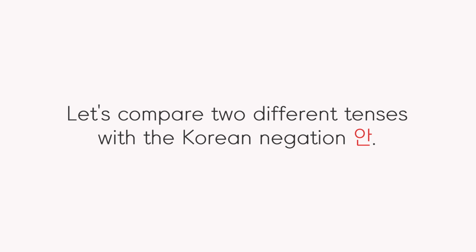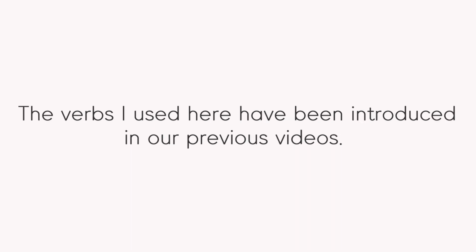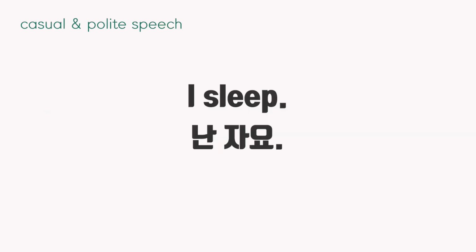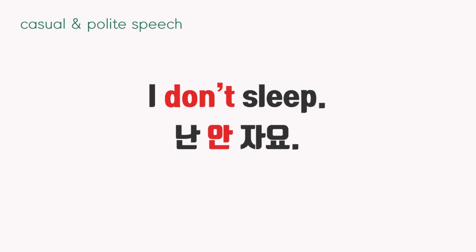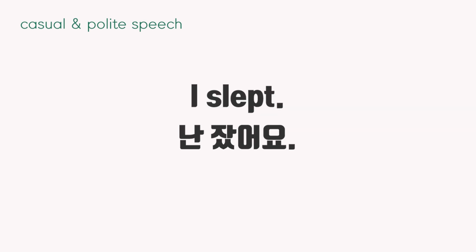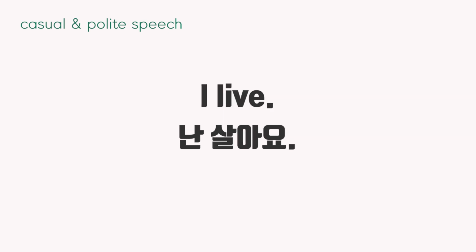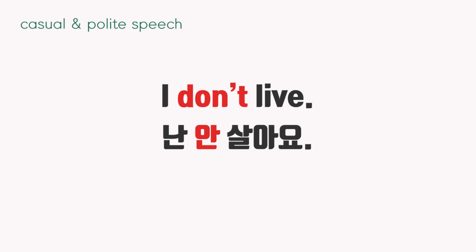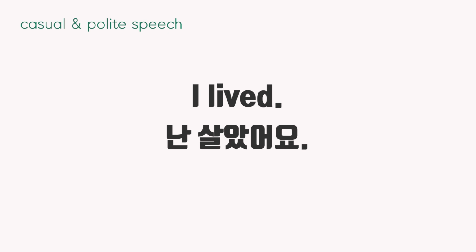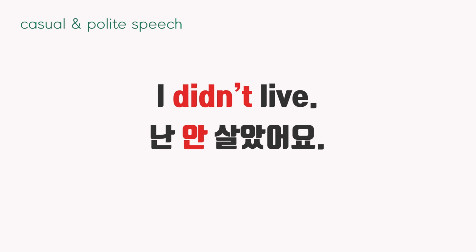Let's compare two different tenses with the Korean negation 안. The verbs I used here have already been introduced in our previous videos. 난 자요. 난 앉아요. 난 잤어요. 난 앉았어요. 난 살아요. 난 안 살아요. 난 살았어요. 난 안 살았어요.